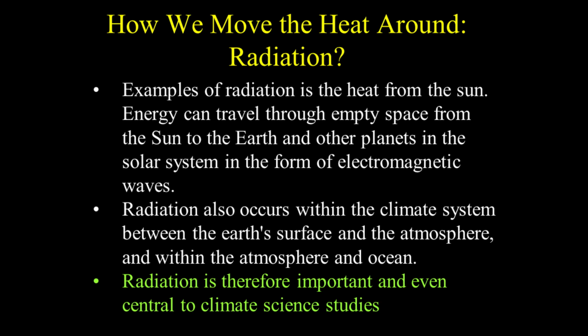In summary, all forms of heat transfer move heat from one body to another, or from one part of a system, such as the climate system, to another. Heat always moves from a place where the temperature is relatively high to a place where it is relatively low. Let me repeat this. All forms of heat transfer move heat from one body to another, or from one part of a system, such as the climate system, to another. Heat always moves from a place where the temperature is relatively high to a place where it is relatively low.